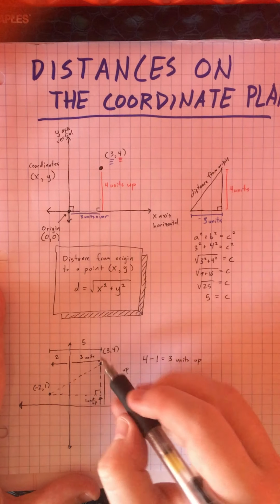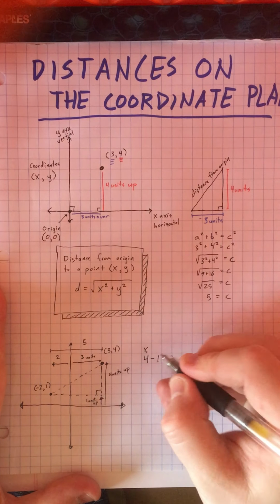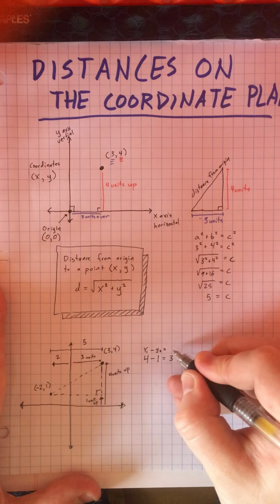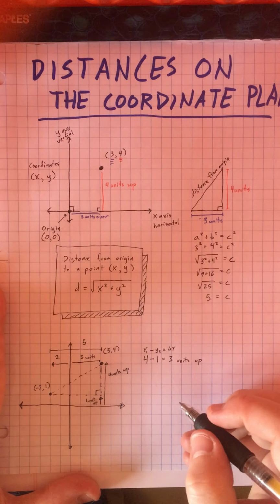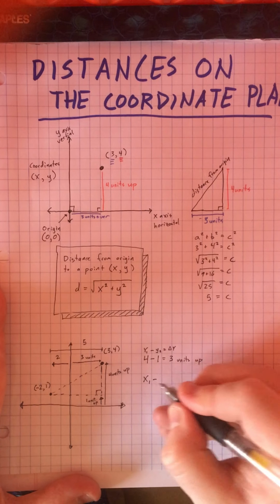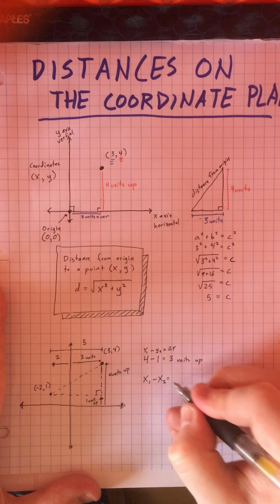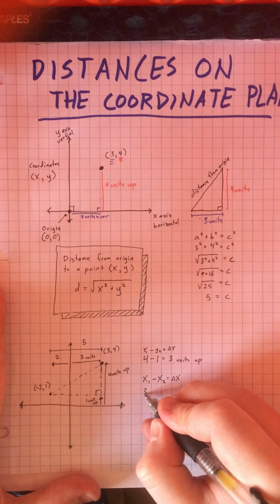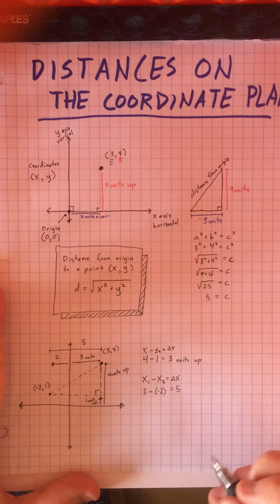But here's a cool thing. With our y-coordinates, we did the y-coordinate of point 1 minus the y-coordinate of point 2, and we got a change in y. Here, we're going to do the exact same thing. We're going to take the x-coordinate of point 1 and subtract the x-coordinate of point 2 to get a change in x. 3 minus -2 does indeed equal 5.